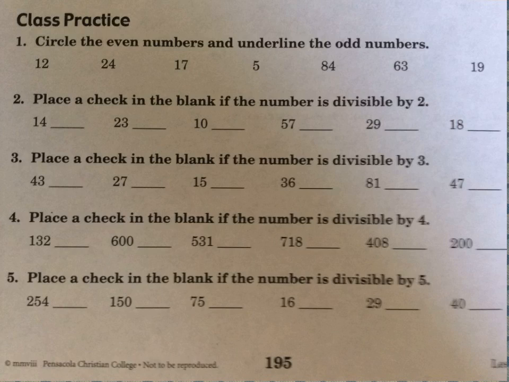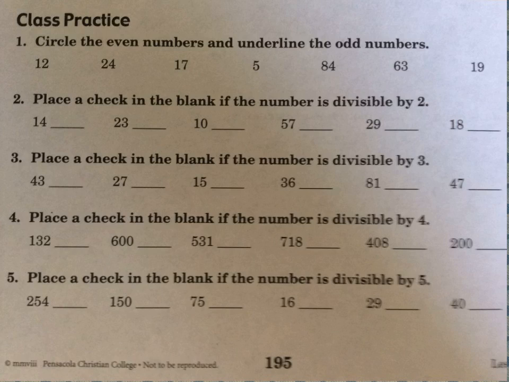Number 2. Place a check in the blank if the number is divisible by 2. Remember, numbers that are divisible by 2 will end again in a 2, 4, 6, 8, or 0. So put a check if 2 can go into it. The first one, 14, well, it ends in a 4. So yes, that one is divisible by 2. The next one, 23, ends in a 3, but that's not one of our numbers here, so we're not going to put a check there. The third one is 10, that ends in a 0, so yes, it's divisible by 2.